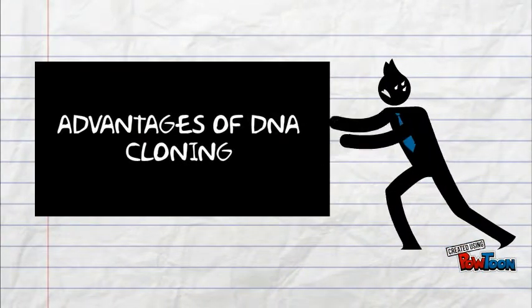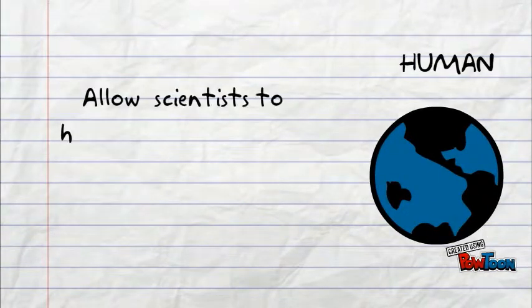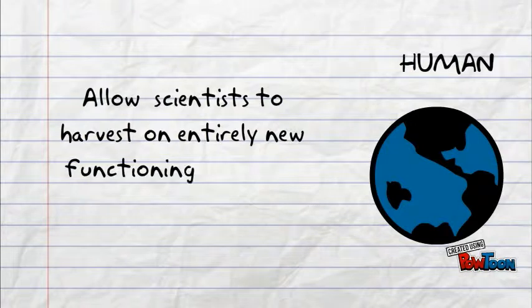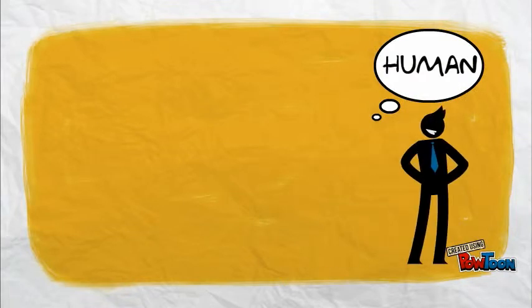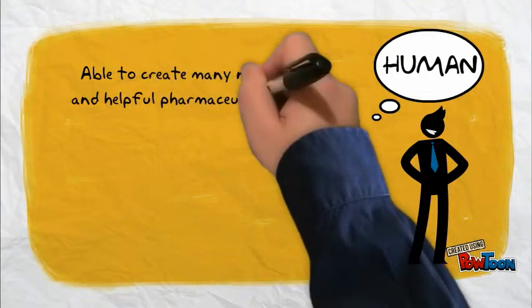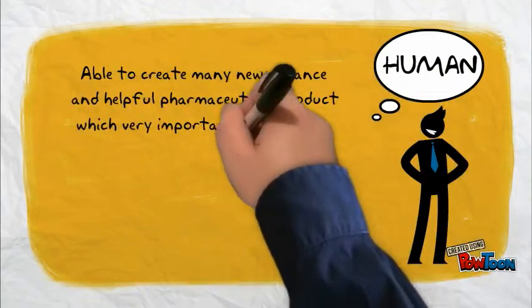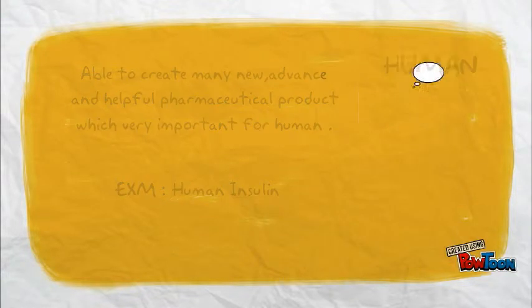Advantages of DNA cloning. For humans, DNA cloning allows scientists to harvest an entirely new functioning organ for people on the organ donor waiting list. Besides, gene cloning is also able to create many new, advanced and helpful pharmaceutical products which are very important to humans. An example of a pharmaceutical product is human insulin.